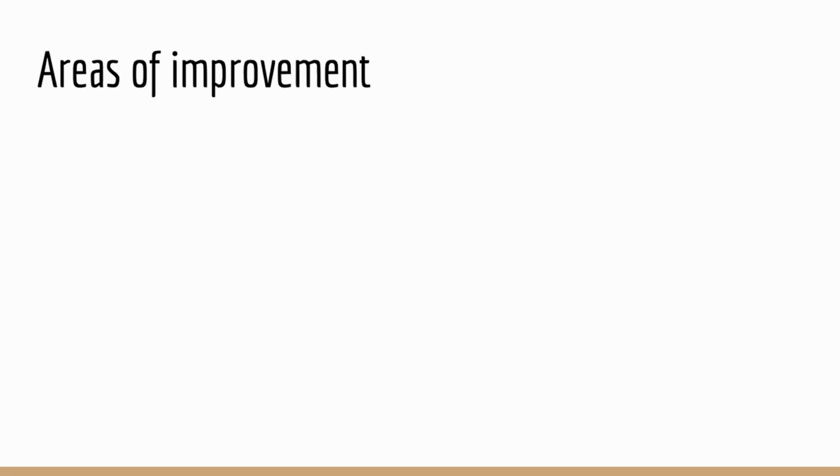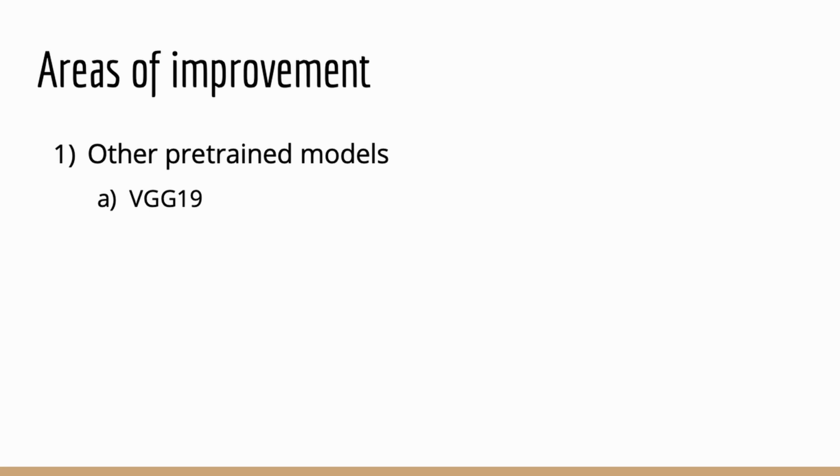For areas of improvement, there are three main things that can be done. Firstly, we can train on other larger pre-trained models like the VGG19. Secondly, we can try to use ensemble learning. In this process, we will aggregate the predictions of multiple models together, therefore allowing us to build a more robust model.